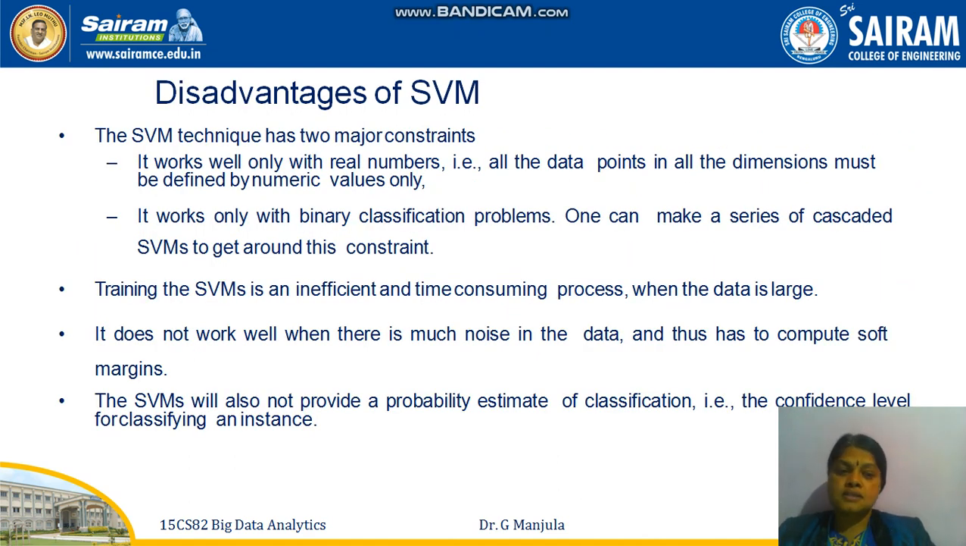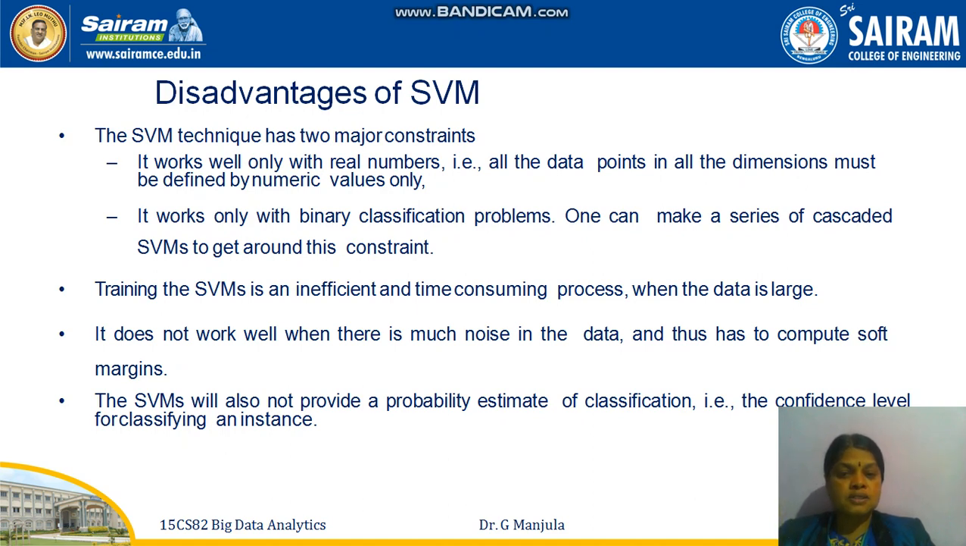Now, the disadvantages of an SVM. The SVM has two major constraints. One is that it works only with real numbers, that is, all the data points in all the dimensions must be defined by numerical values only. This is a major drawback. It will work on real data, and it should be converted into numerical values only.